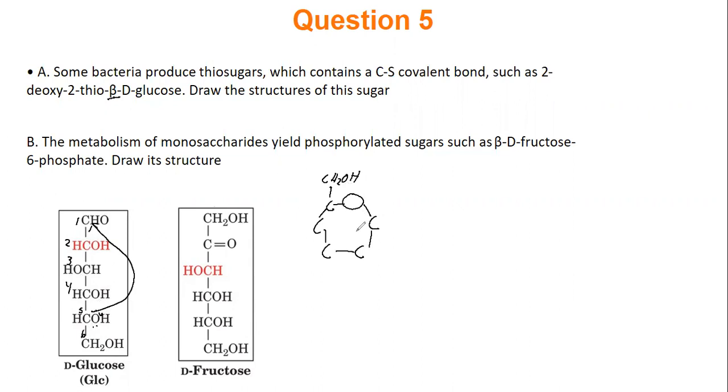Now it's beta. Beta means we're going to be pointing in the same direction. So we find our anomeric carbon, and the anomeric carbon is the carbon that was attacked. So that's this carbon. And since it's beta, the OH has to be pointing in the same direction as the CH2OH. And then our special modification is that it's a thiol at the 2 position. So deoxy, 2 position thiol, which means number 2 carbon, which is this one, no longer has oxygen, but it has that SH group. So thiol.